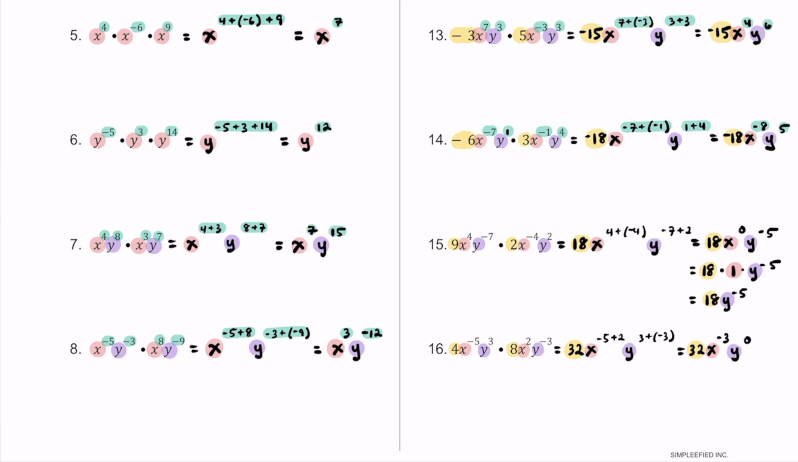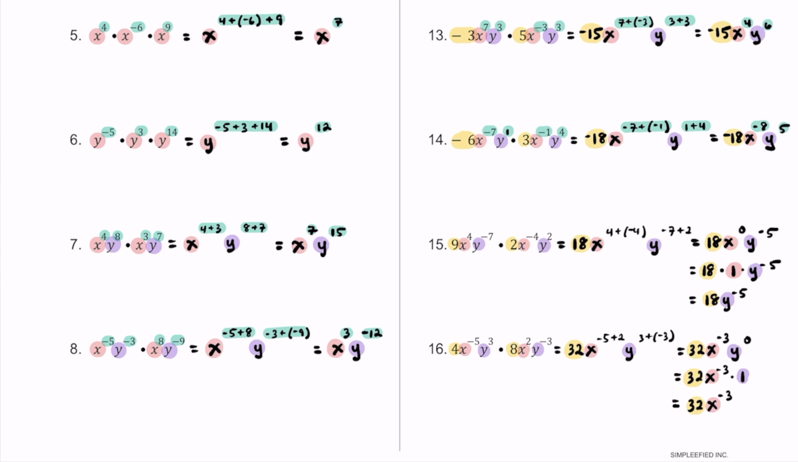Now remember, just like in the last problem, anything to the 0th power is equal to 1. So this y to the 0th power can be replaced with 1 as well. So rewriting this, we can write 32 multiplied by this x to the -3rd power, multiply that by 1 because y to the 0th power is equal to 1. And then if we go ahead and multiply 32 times 1, that's just going to be 32. Then we're going to have x to the -3rd power. So that would be our final expression.